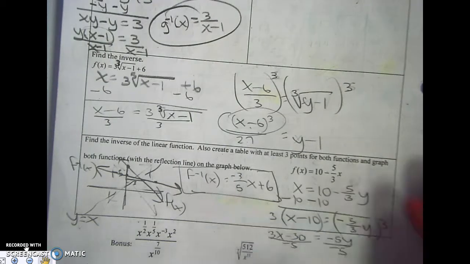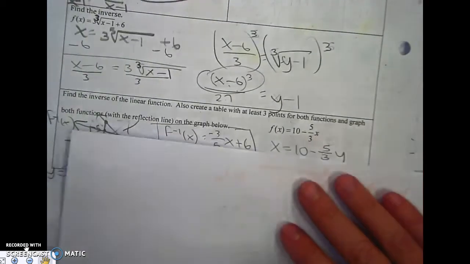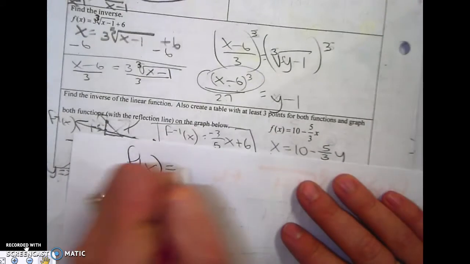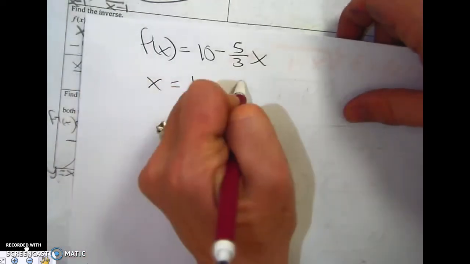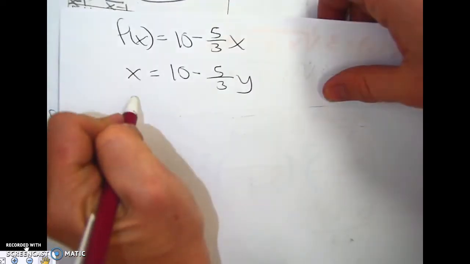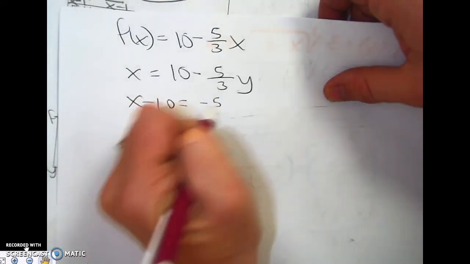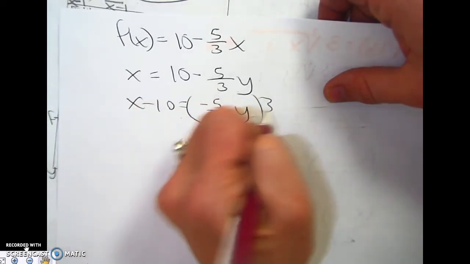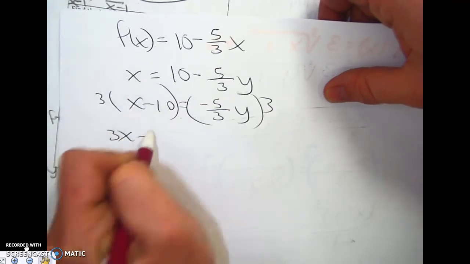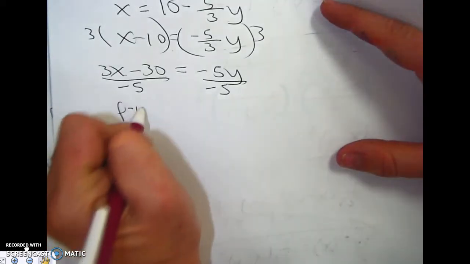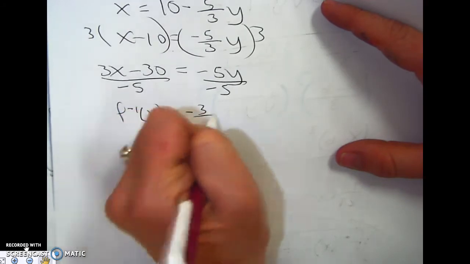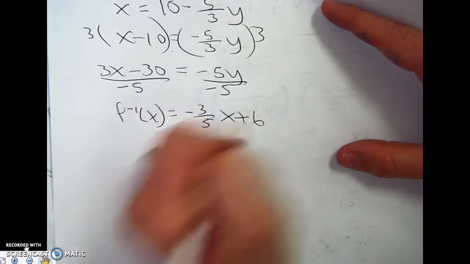Also, when I started doing this one, I got cut off, so I'm going to just restart it. If you got it, then you'll just fast forward. All right, finding the inverse, switching the x and the y. Subtract 10. Multiply both sides by 3. Divide by negative 5. And I get f inverse of x equals negative 3/5 x plus 6.